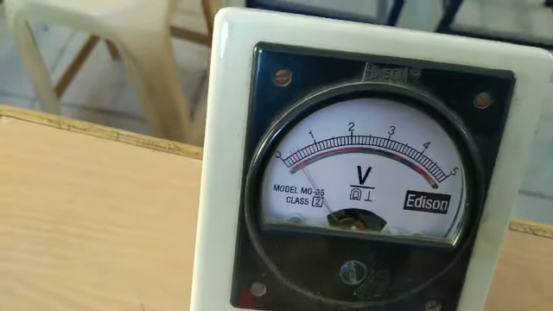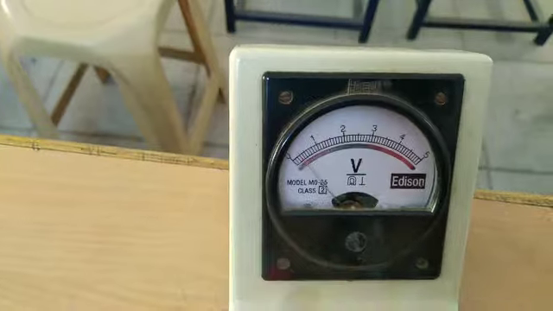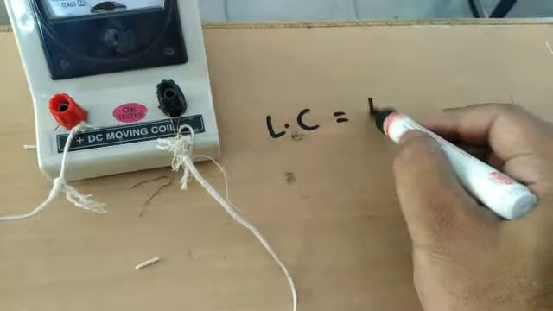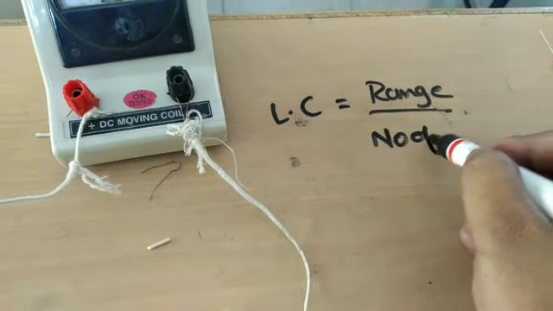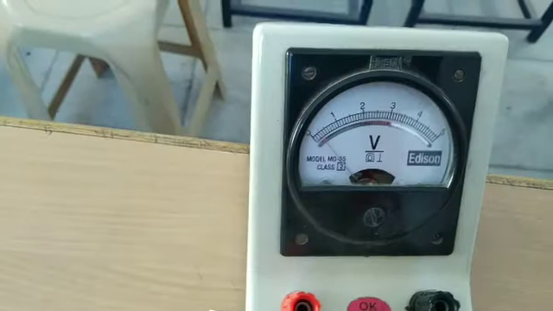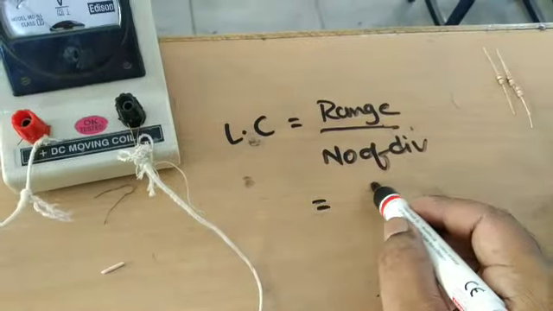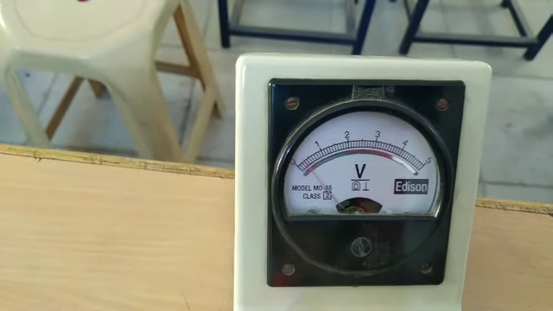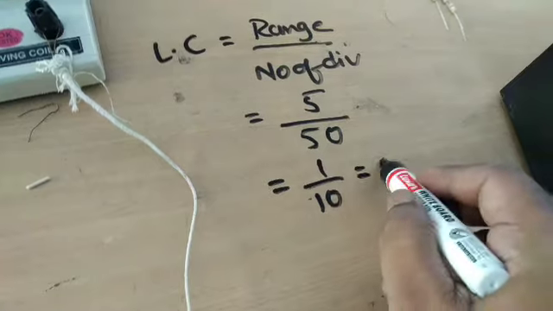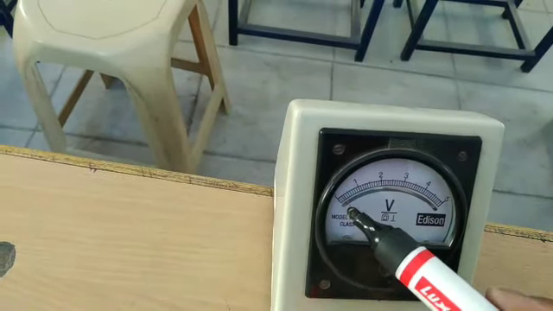Similarly, we go to the voltmeter and see the reading of it. The voltmeter is also showing a range of 0. So least count of the voltmeter is equal to range divided by number of divisions. The range of the voltmeter is 5, divided by how many divisions are there? We have 50 divisions. So one single line represents 0.1 volts. That means here one single line on this voltmeter is equal to 0.1 volts.